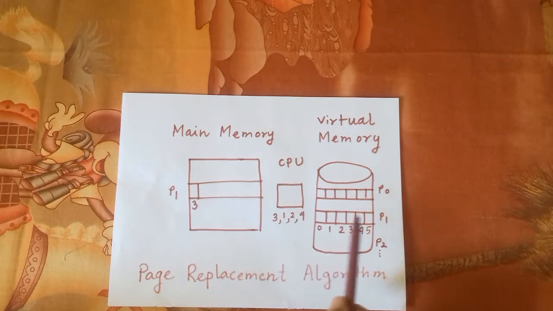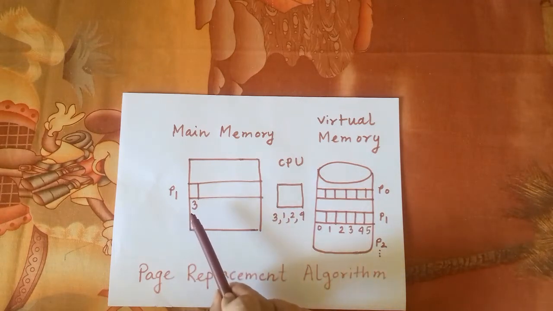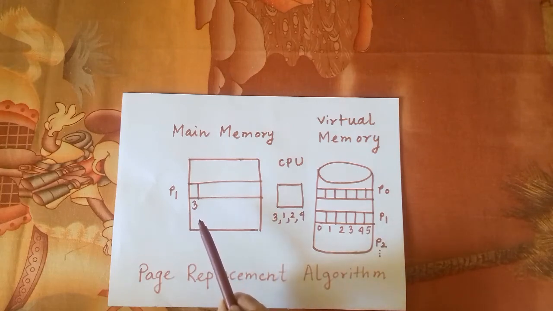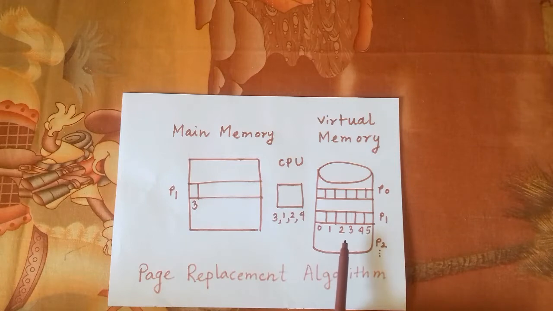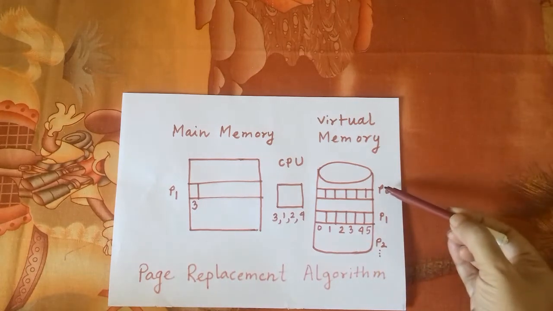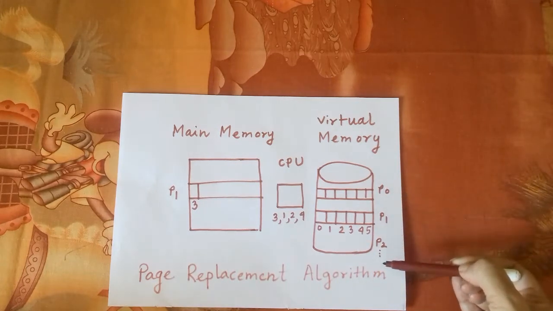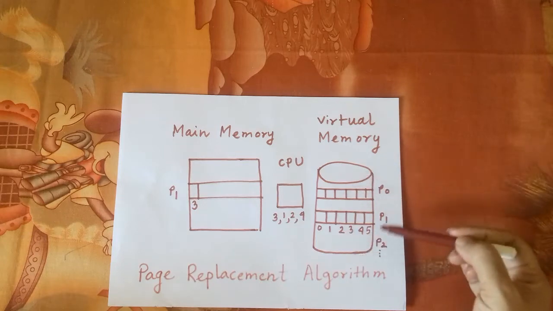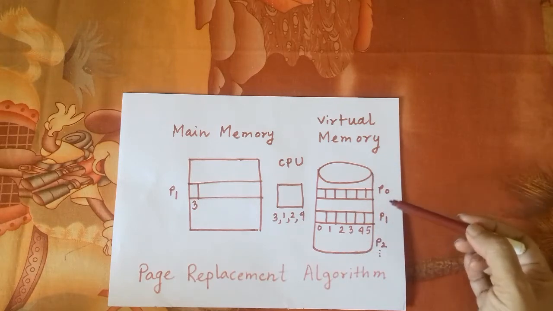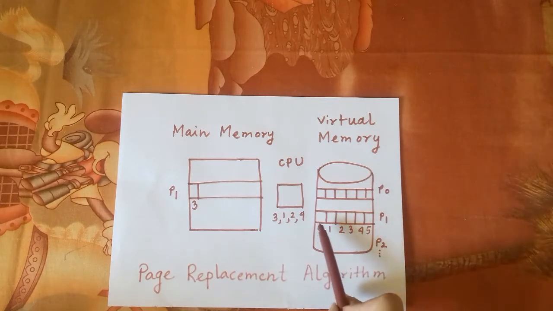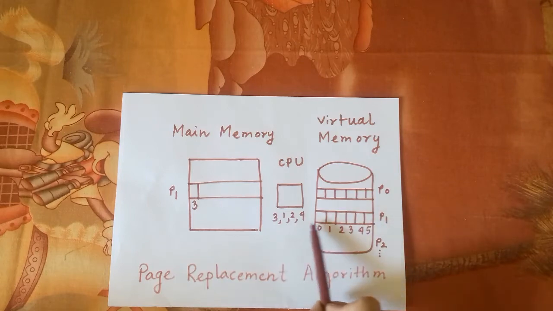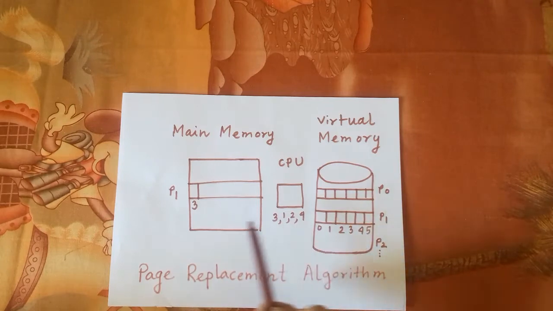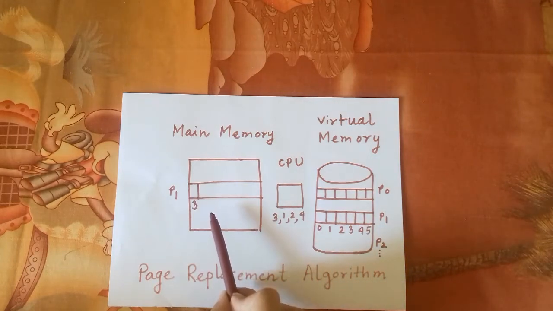But a process needs to be loaded to main memory for execution. We cannot execute the process if it is present only in the virtual memory. We can see here processes P0, P1, P2 and many n number of processes stored in the virtual memory. Suppose we just want to execute process P1 at the present moment. So for that, what do we need? We need process P1 to be loaded from virtual memory to main memory.